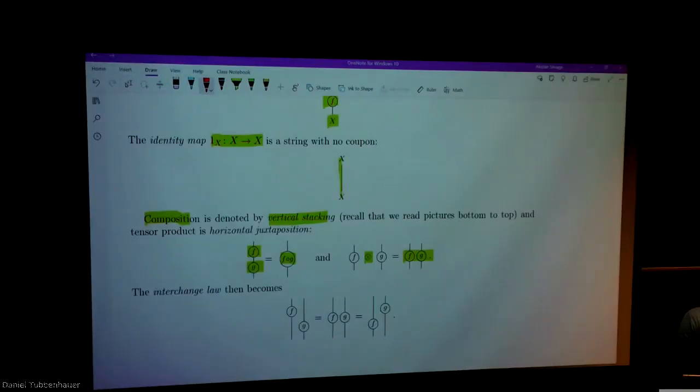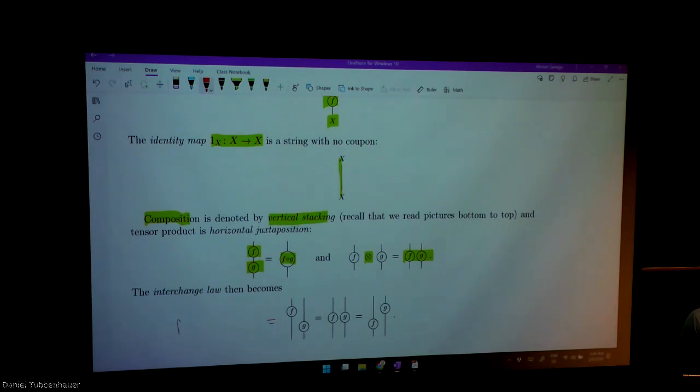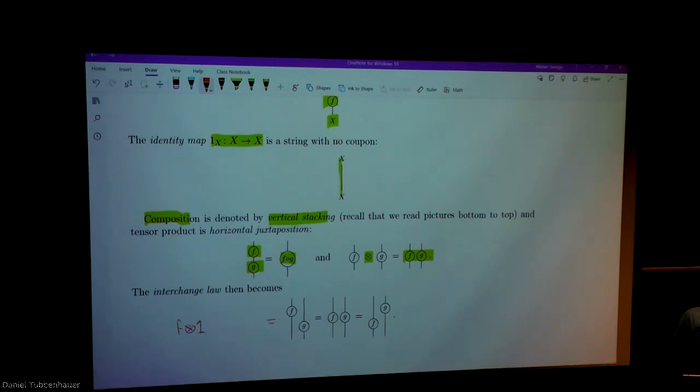And now we start to see the benefit of this when we look at the interchange law. So what I've written here on the left, if you think about it, is F composed with the identity. I haven't bothered drawing the domain and the codomain here because it doesn't really matter. And then we compose that with identity tensor G. That's what the left hand side is. And then in the middle, what we've got here is F tensor G. And on the right, what we've got is one tensor G composed with F tensor one.